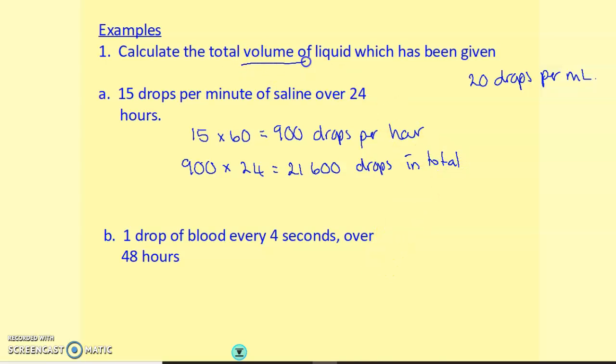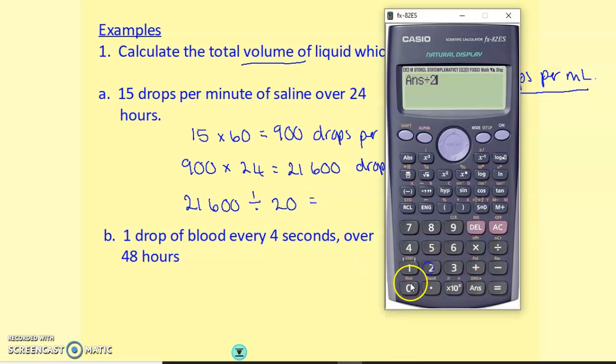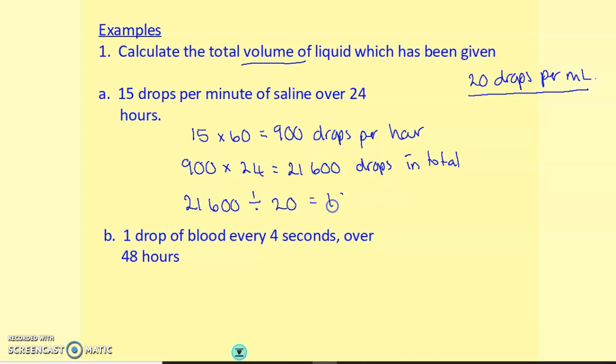We want to know the volume of liquid, not the number of drops of liquid. There are 20 drops in every millilitre, so that means for 1 millilitre I get 20 drops. So I want to find out how many millilitres it is. So I want to divide by 20. 1,080 millilitres in total.